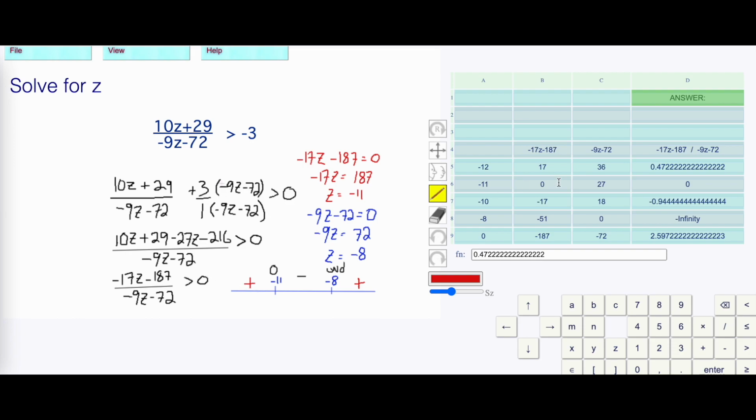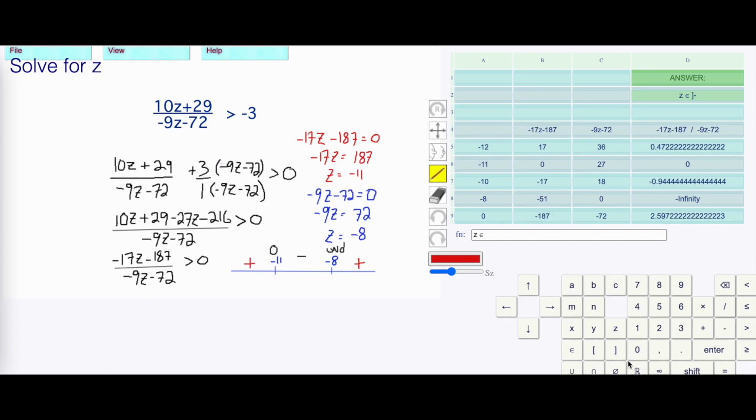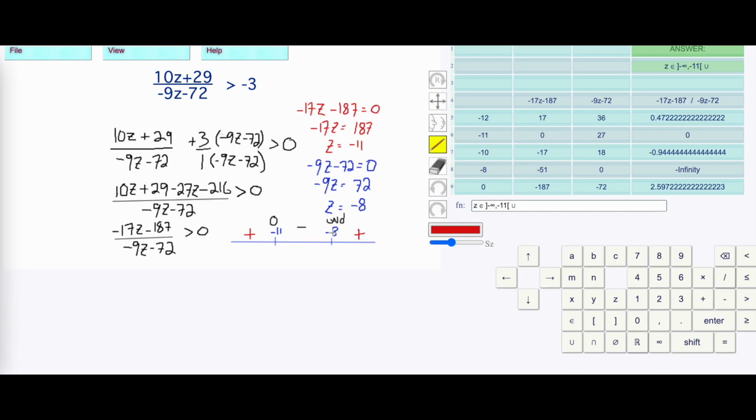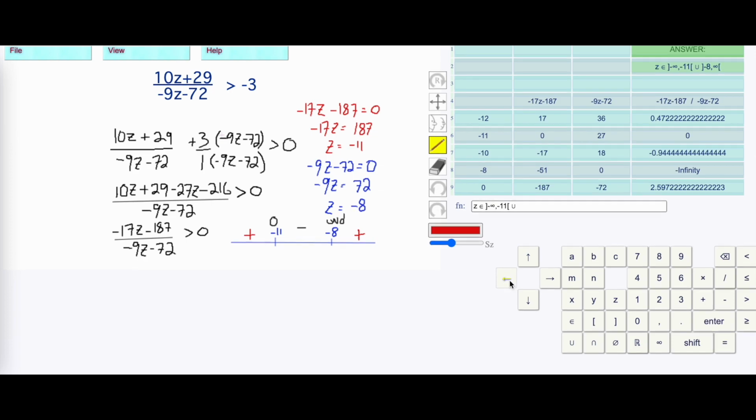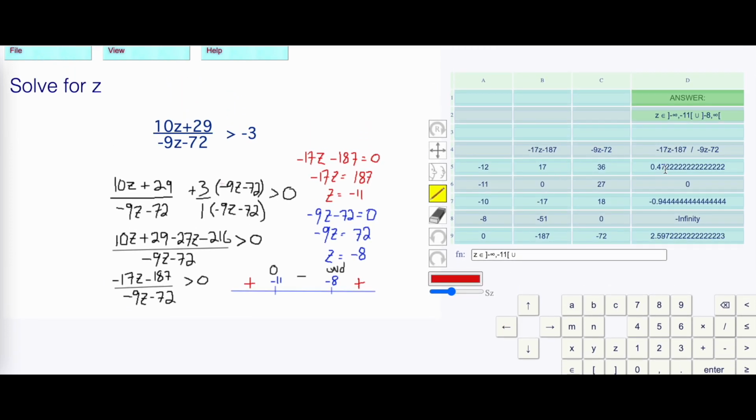When is it positive? It's between z is a member of negative infinity to negative 11, not including the negative 11, union from negative 8, but not including the negative 8, all the way to infinity, and not including the infinity. Okay, so doing it this way, just using the spreadsheet, is just a whole lot faster.